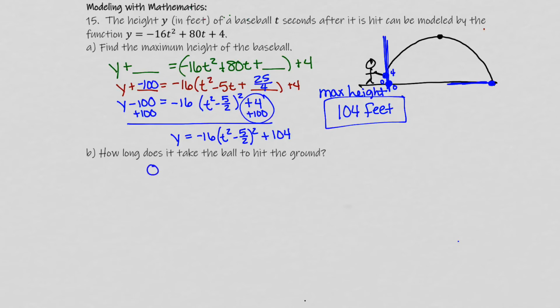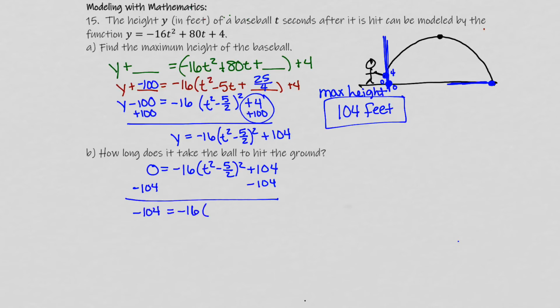So I'm going to plug in 0 into my equation. Just leave everything else the same. And then I'm going to solve. So I've got to subtract 104 from both sides. So I get negative 104 equals negative 16 times (t minus 5 halves) squared.